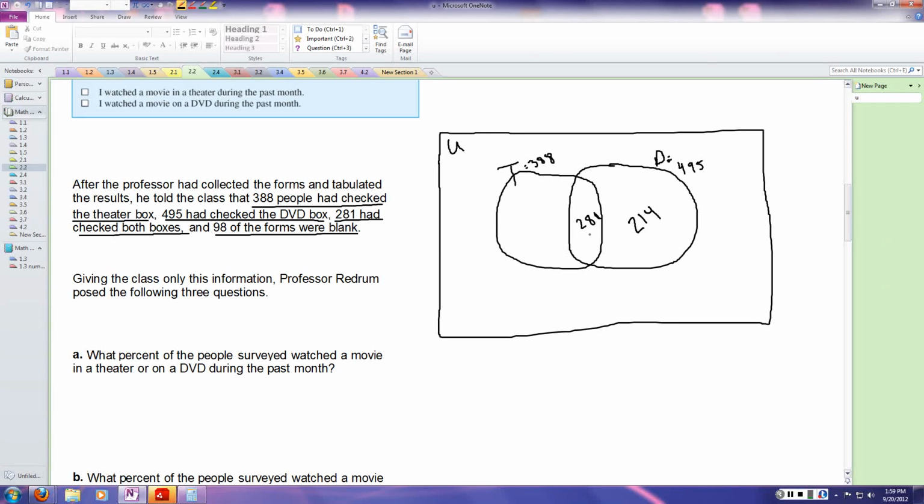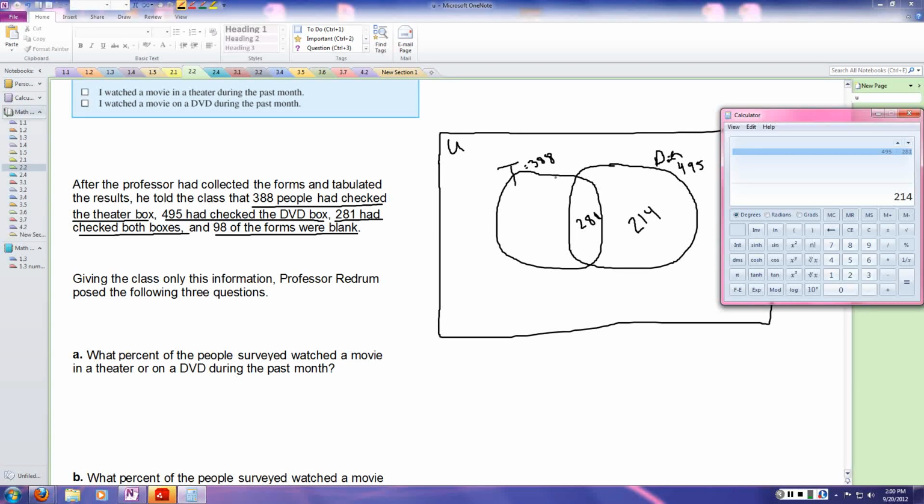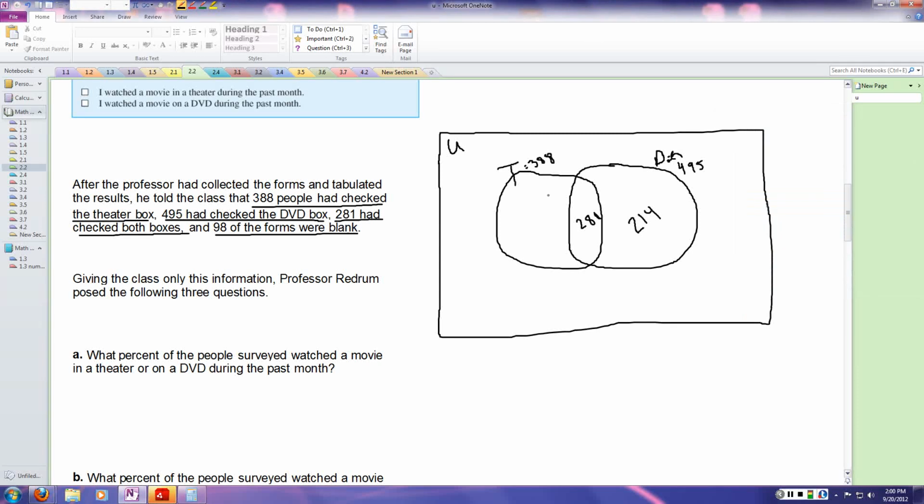281 people watched a DVD and a movie in the theater. If you take 281 plus 214, you get 495, and that's the total number of people that watched a DVD. I can do the same thing with theater. For people that watched a movie in theater, I have 388 minus 281, and that's 107. So 107 people watched a movie only in theaters. And then we also know that 98 of them were blank. So in the universe, 98 people did not watch a movie in theaters or on DVD.